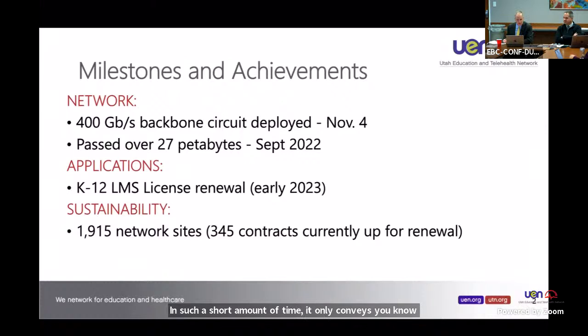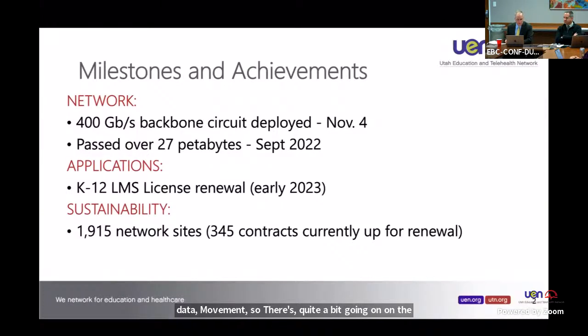Similarly, we passed 27 petabytes on the network as the school year started in terms of traffic. By my loose math, if you take the most high-end iPhone, it's about 13,000 of those put together in terms of data movement. So there's quite a bit going on the network.